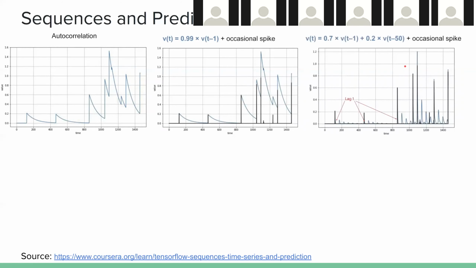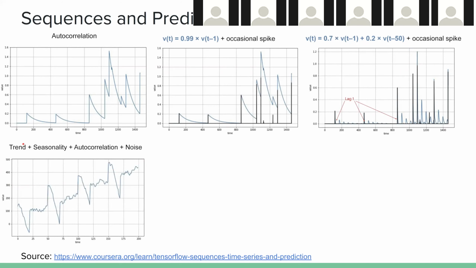You could have multiple autocorrelations, or lags, as they're called. You could have a value that's dependent on the previous time step, but also one that's dependent on 50 timestamps before. So in this case, the value at time t is 70% of the value at the previous time step, plus 20% of the value at the 50 timestamps before, plus an occasional spike. The first smoothing that you see is coming from the t-1 component, and these multiple components that you see here, this 1, 2, 3, almost 5, are actually coming from this t-50 component.